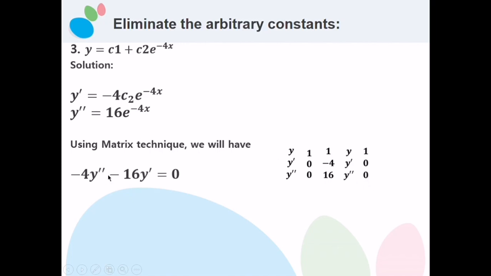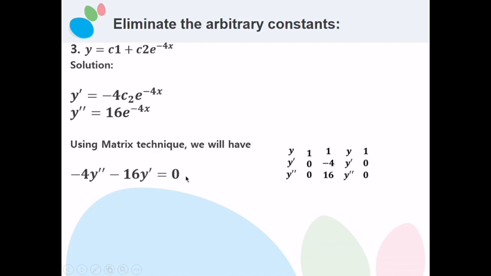So minus, always minus. So upper to lower minus lower to upper. So y double prime times 0 times 1 is 0. 0 times negative 4 times y is 0. But then 16 times y prime times 1 is positive 16. Since lower to upper, this is negative 16 y prime equals 0.